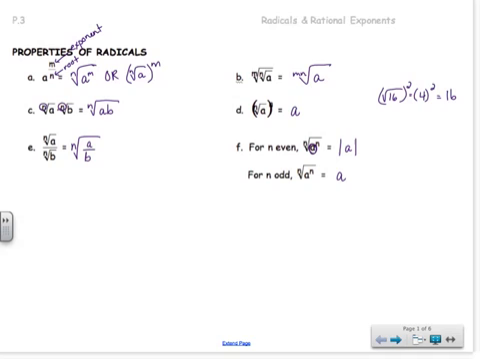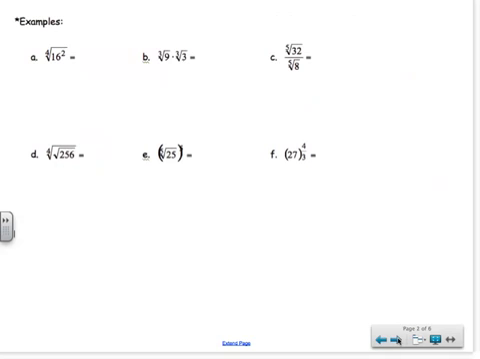Whereas we can take an odd root of a negative number. You can take the third root, for example, of negative 27. The third root of negative 27 is negative 3, okay? Whereas we cannot take the fourth root of negative 16, because you can't take an even root of a negative number. So that's the difference there between the absolute value of a and just a. So let's look at some examples.